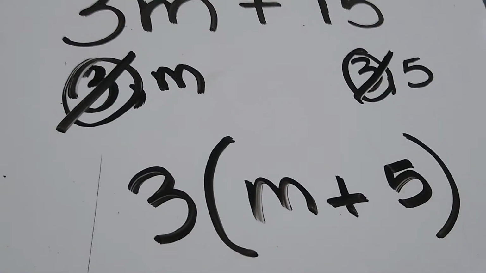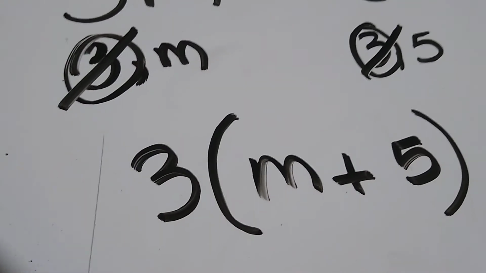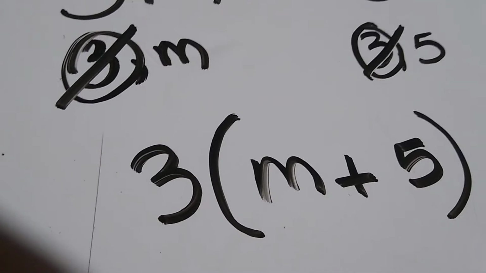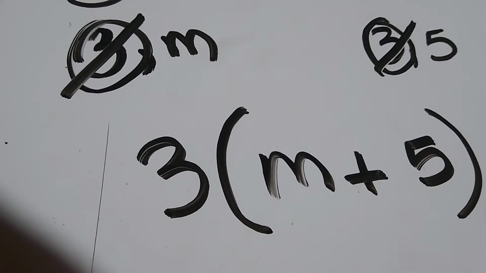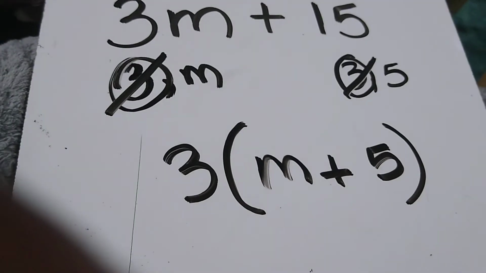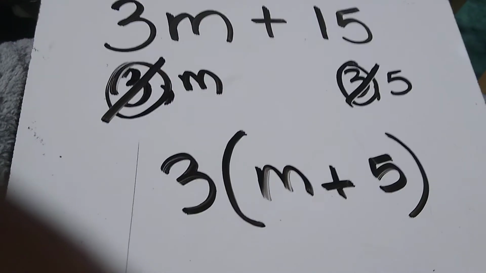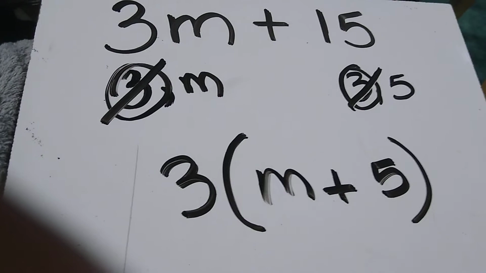So my first factor is 3, and the second factor is m plus 5. And why is it a factor? Because I'm going to be multiplying it using the distributive property. If I were to prove to you that these two factors are correct, I would do so by multiplying it back.